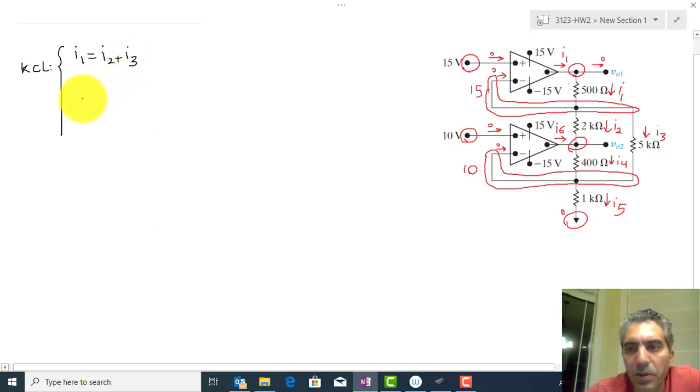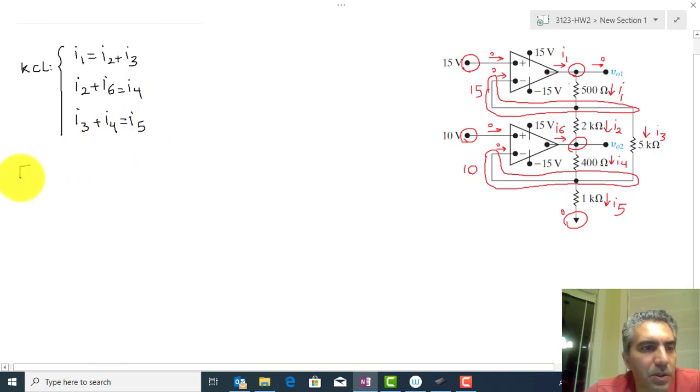For the node Vout2, I2 is going in, I6 is going in, and I4 is leaving. So I2 plus I6 is equal to I4. For the 10 volt node, I4 is going in, I3 is going in, and I5 is leaving, and this current is actually 0. So I3 plus I4 is equal to I5.